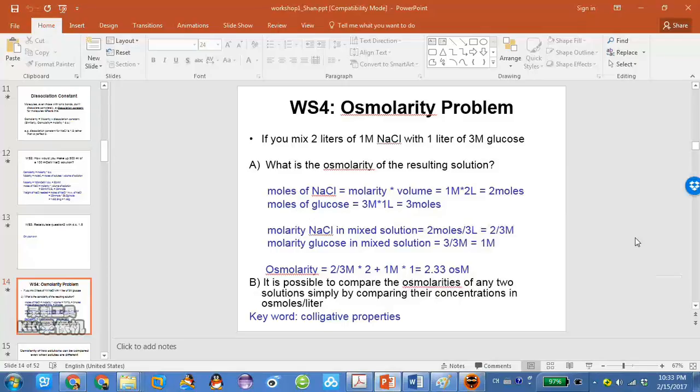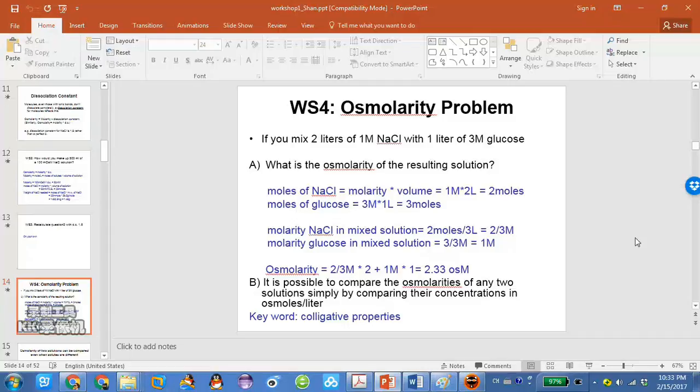Question number 4. If you mix 2 liters of 1 molar NaCl solution with 1 liter of 3 molar glucose solution, what is the osmolarity of the resulting solution? This is a type of question that's listed in one of the 6 benchmarks at the beginning of the class.